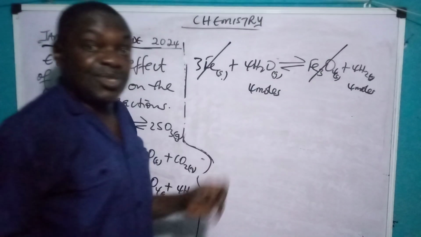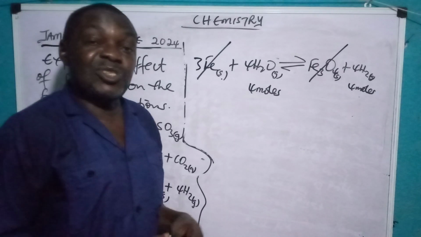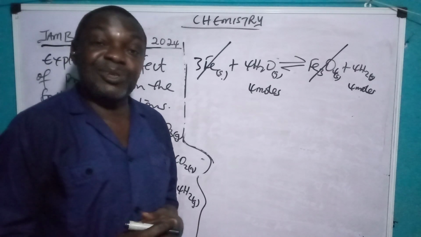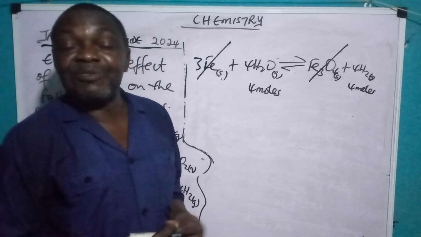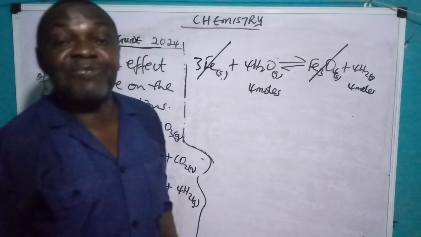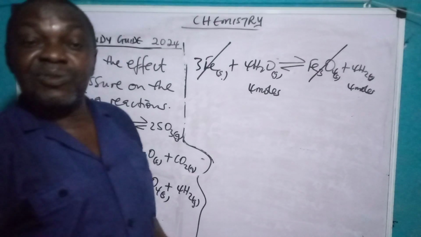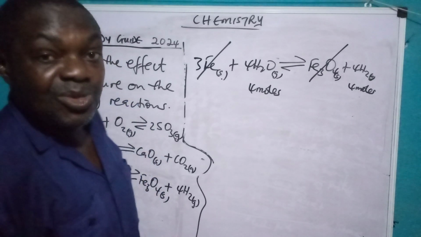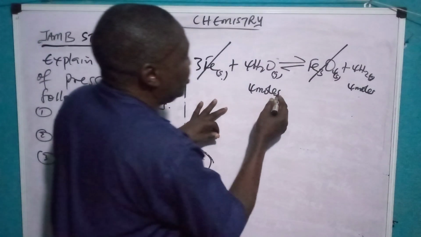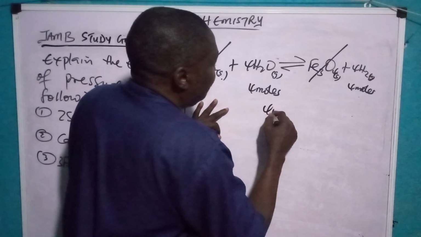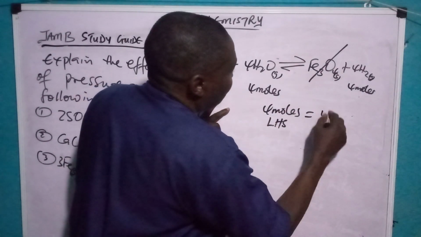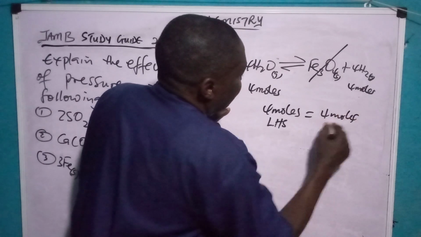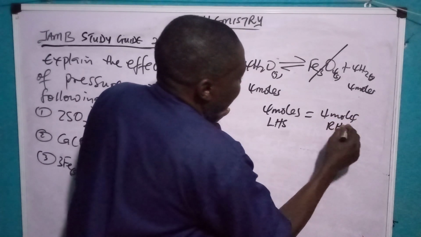It has become necessary for me to use this video and this equation because of what many of you are asking me in the comment section. Is it true that solids will affect it? Is it true that solids will not have effect on the equilibrium constant? It will never have effect on the equilibrium constant because the concentration of a solid is constant. So you have 4 moles here equals 4 moles here. 4 moles on the left hand side is equal to 4 moles on the right hand side.